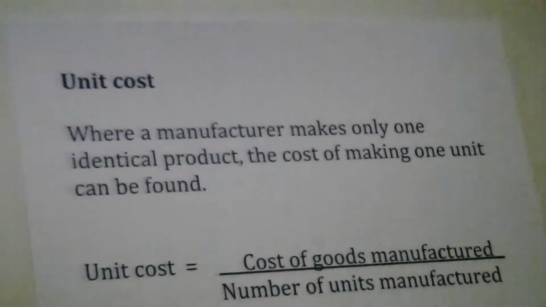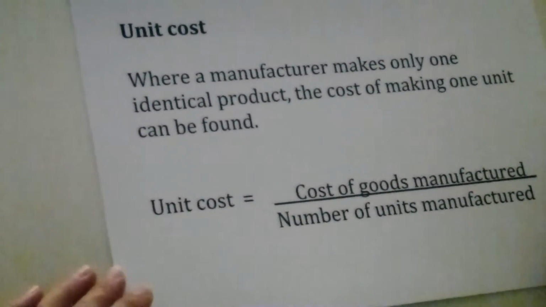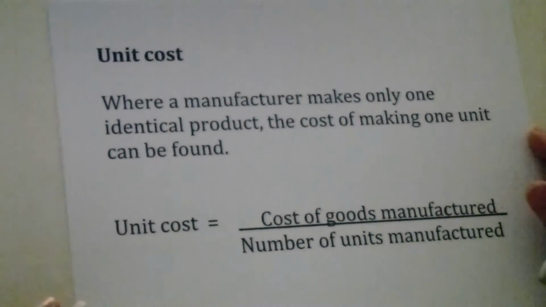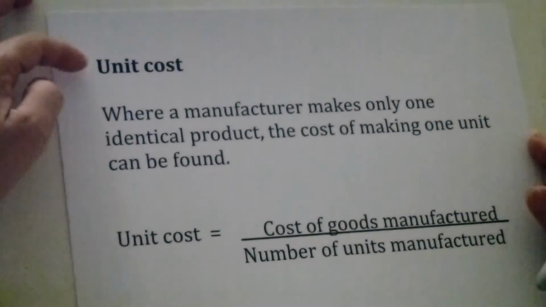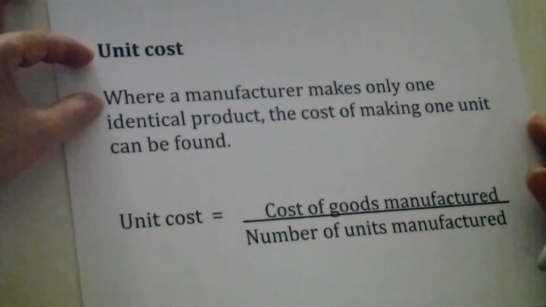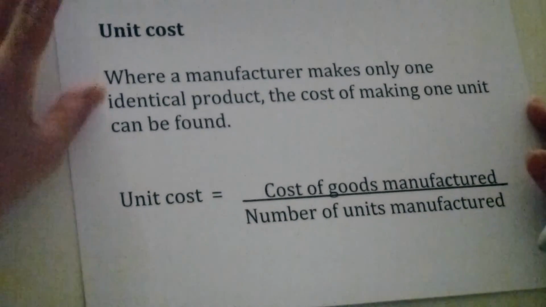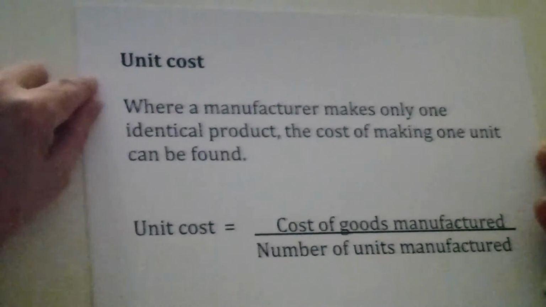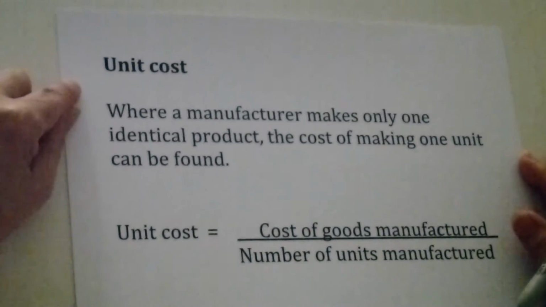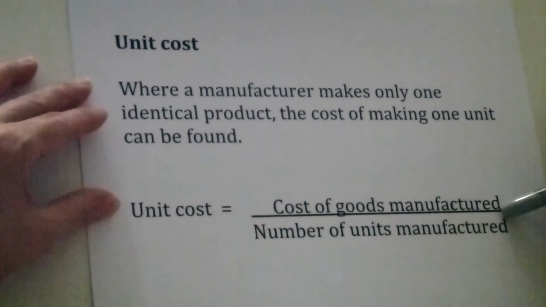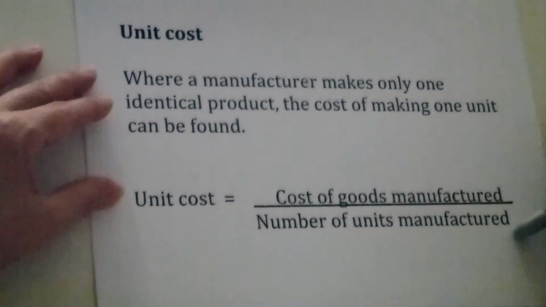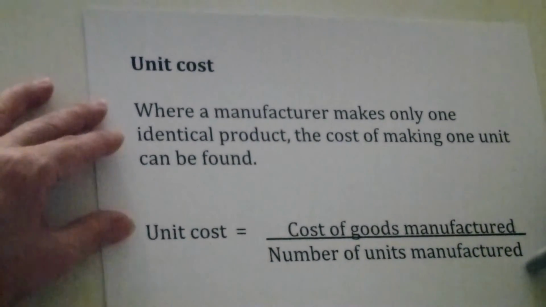Now, again, the next one here, your question, this seldom comes out in the exam, but when it does come out, all right, you should be able to work it out. Now, the unit cost here, where a manufacturer makes only one identical product, only one type of product, the cost of making one unit can be found. So unit cost, of course, equals cost of goods manufactured divided by the number of units manufactured.